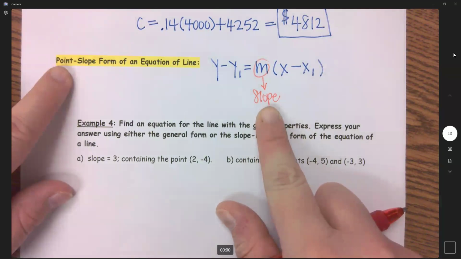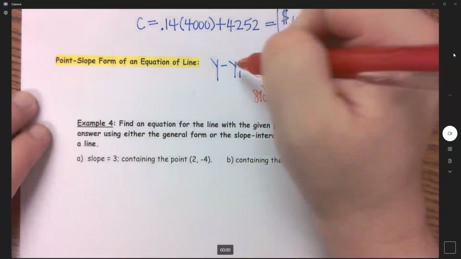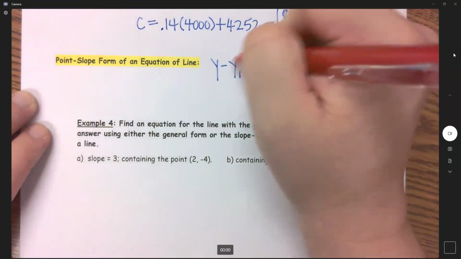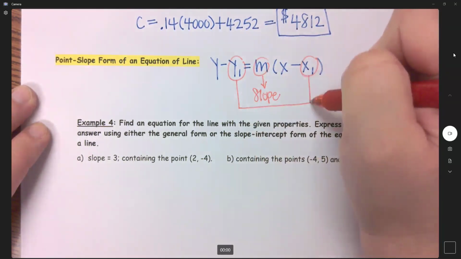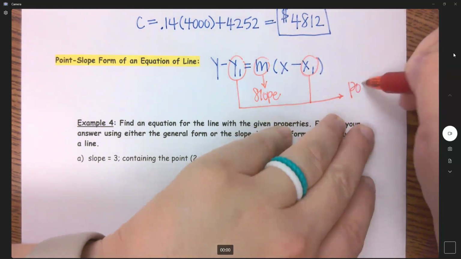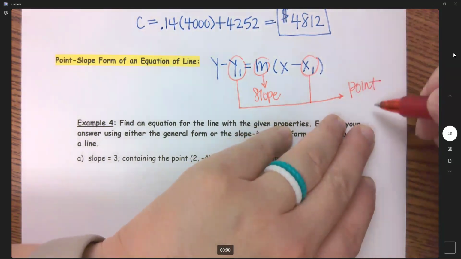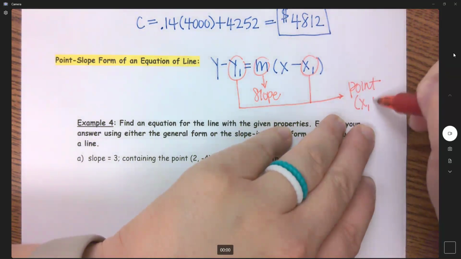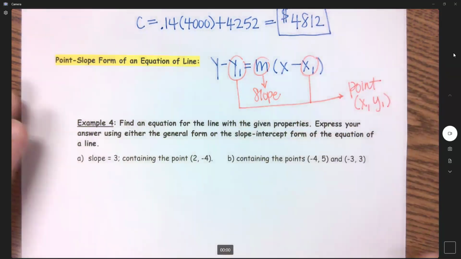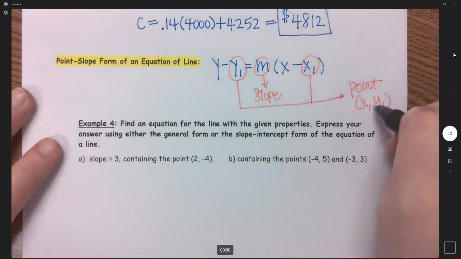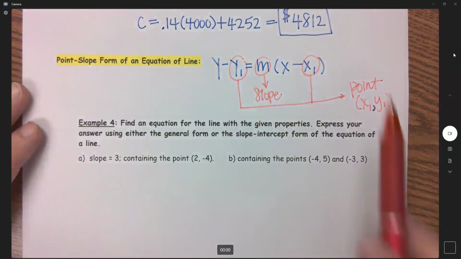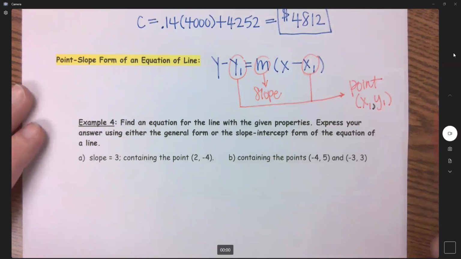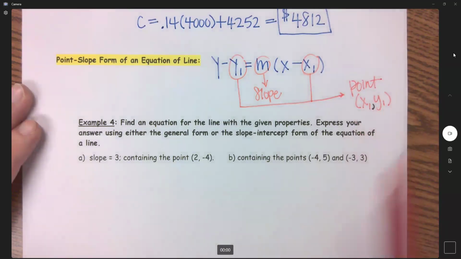The other part of this is a point. So we have x1, y1, which is what makes up this point of x1, y1. I'm going to put a little comma in here in a different color. I don't want that comma to get confused with the 1. So x1, comma, y1.